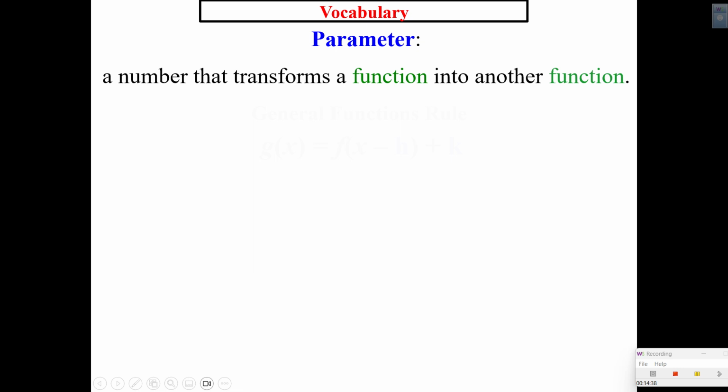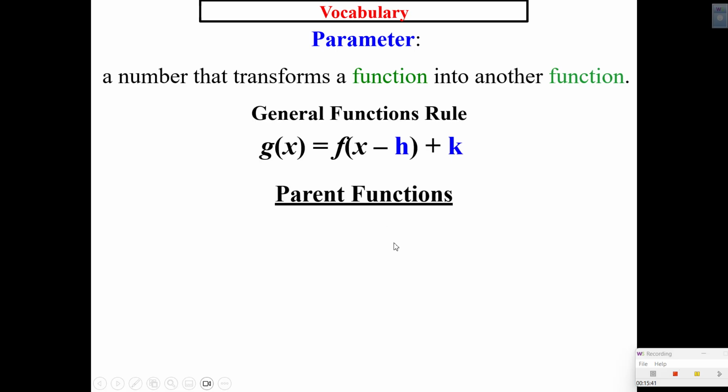All right, looks like Jaime's got this. So K goes what? Up and down. And H? Left or right. That is correct. So on your paper, write this form again, please. This is our general rule for right now. We've been working with these two parameters: g of x equals f of x minus h plus k. Write that down. You don't need to write parameter and all the information, just the general rule, this one right here.